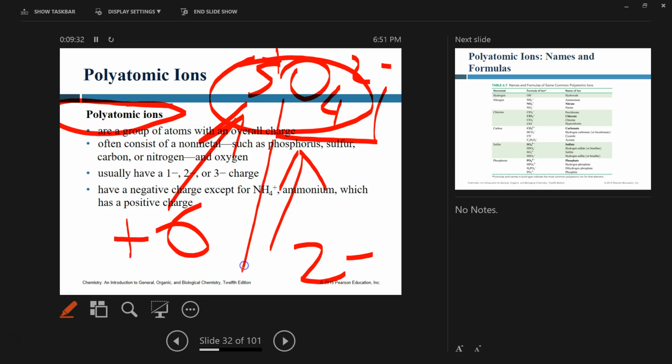These polyatomic ions act in the reactions as a single entity. They do not split into sulfur, oxygen, and so on. It's a single chemical entity. Got it?